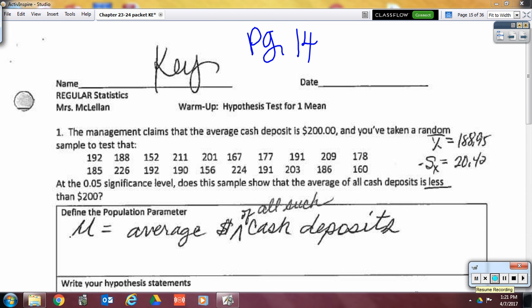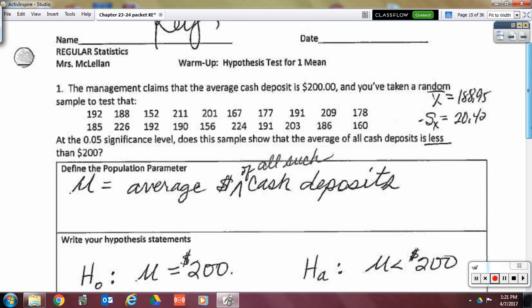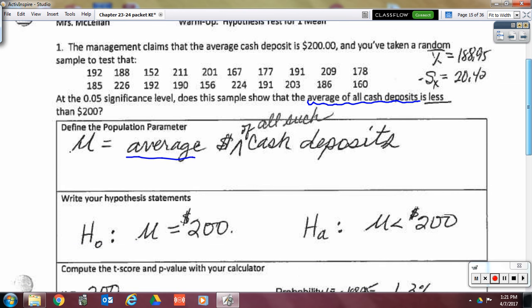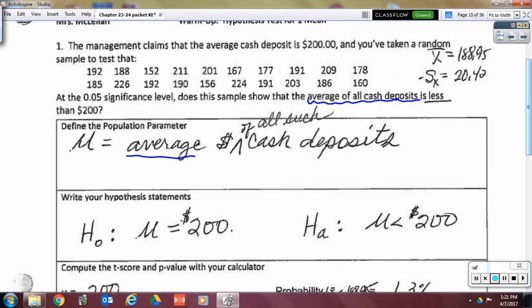All right. On page 14, let's take a look at your warm-up. Let's check this. On this problem, this is about the average money of all cash deposits at this particular bank. So I said mu equals average money of all these types of cash deposits. Go ahead and say money. Average money of all cash deposits is fine.